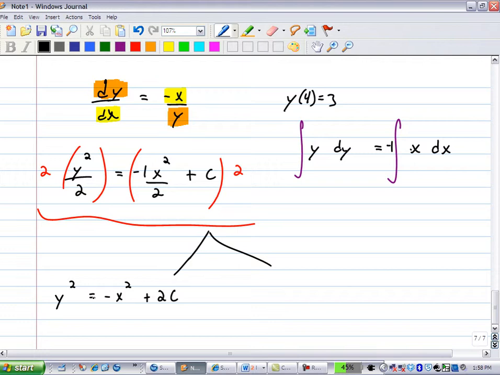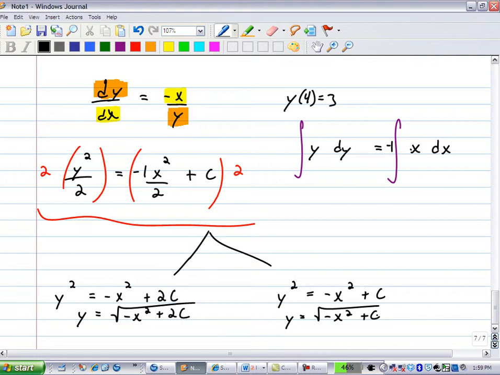Good, good. You don't need the 2. And I want to show you where it ends up going. Option 2 would be, like you guys are saying, y squared equals negative x squared plus c. So y still isn't isolated. What do you do to both sides? Square root. y equals the square root of negative x squared plus 2c. On the other side, y equals the square root of negative x squared plus c.